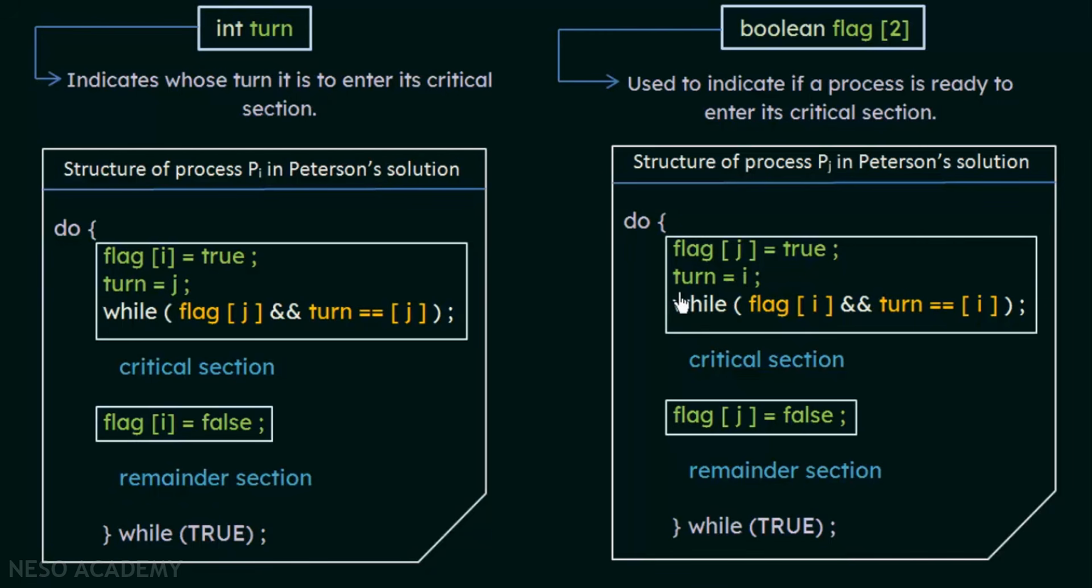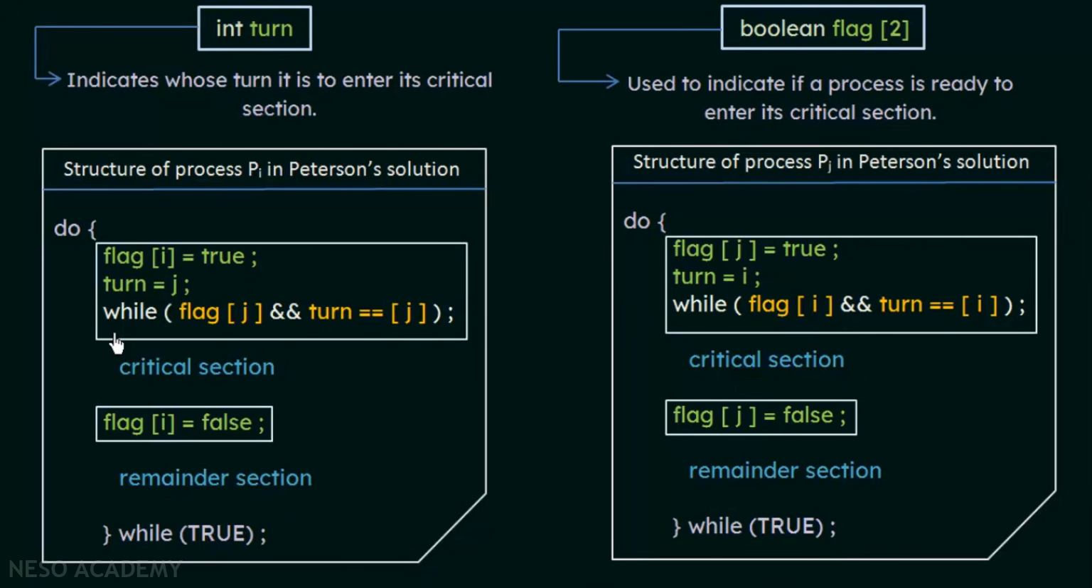So as I told you, this turn is a shared variable, so it will have only one value and the last set value will be the final value of turn. So here turn was set to j by process pi, but it was also set to i by process pj. So the final value of turn is now i. So keep that in mind. Now let's see which of these while conditions are going to work.